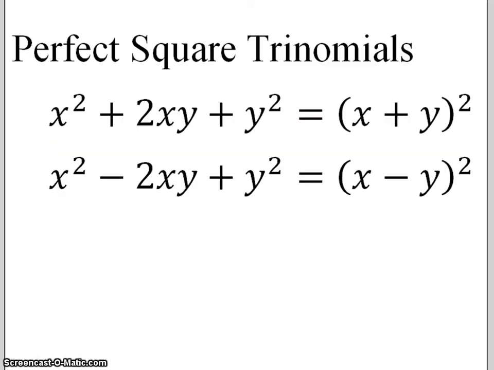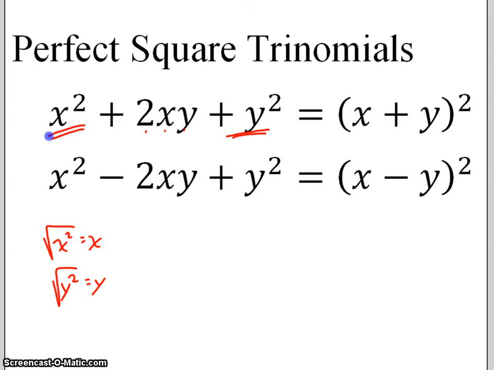Okay, the second of three special factoring techniques: x squared plus 2 times x times y plus y squared, that's called a perfect square trinomial. Notice the first term and the last term are both perfect squares, and the middle term is 2 times the square root of the first term times the square root of the second term, because the square root of x squared is x and the square root of y squared is y. So that's where we're getting those x and those y from. Now that factors to x plus y quantity squared.